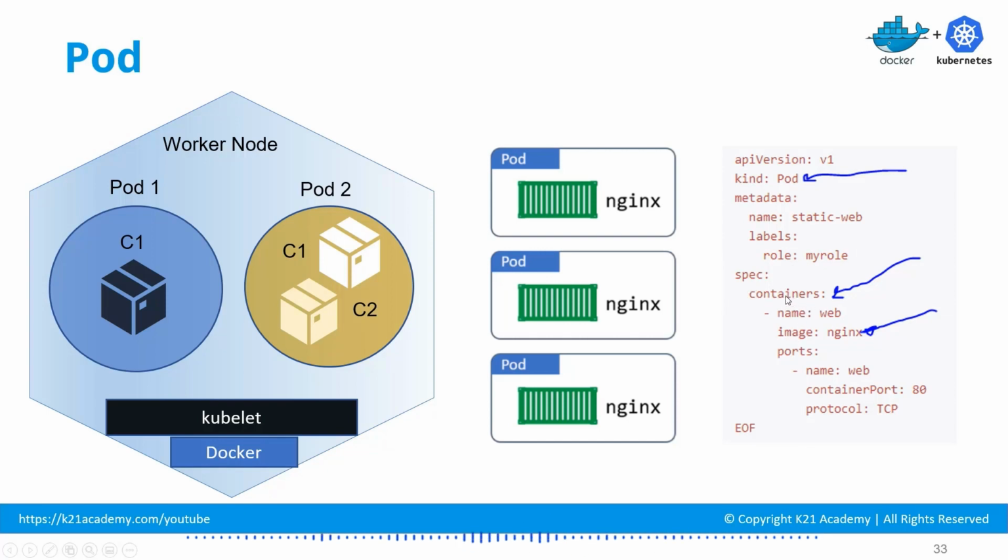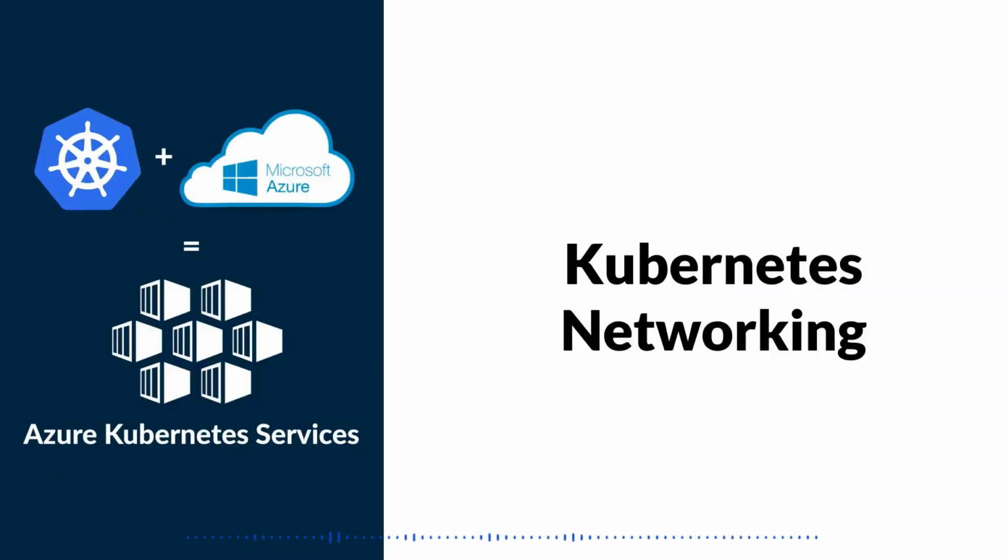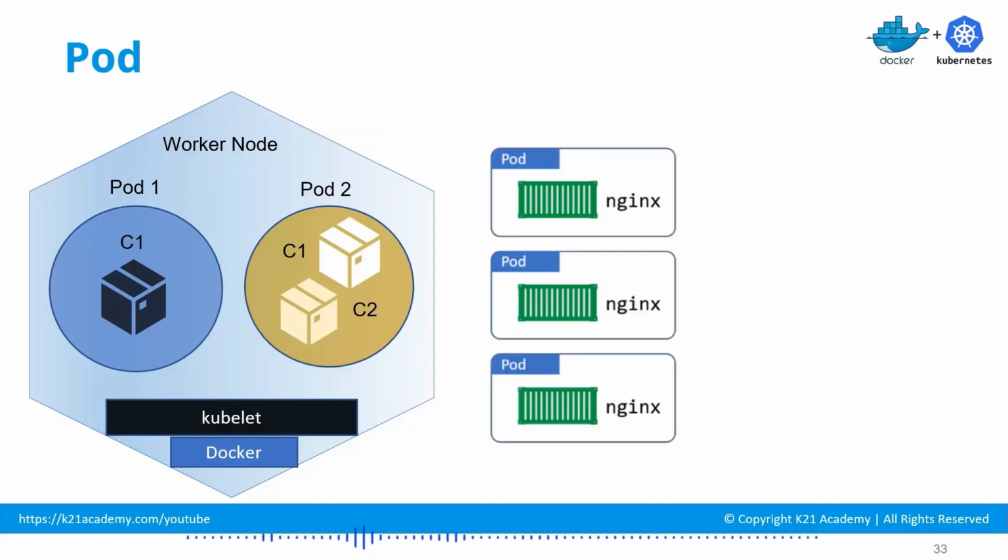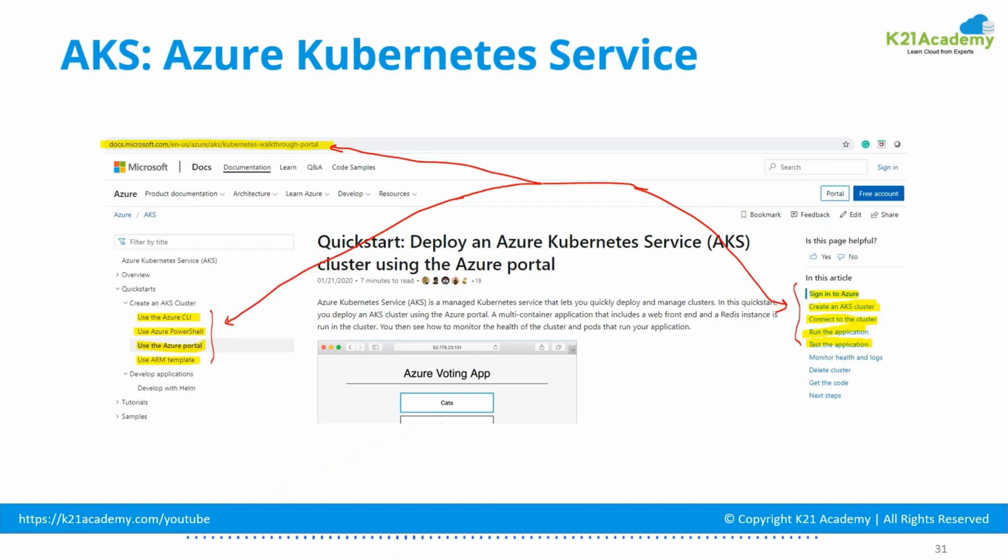But my spec is that it's a container. The container name is web container, and it's running from an image called Nginx, which is nothing but a web server, and it's listening on port number 80 on protocol TCP. So I'm deploying this pod on a Kubernetes cluster. I hope that makes sense, or not fully, but this is a nutshell about Kubernetes.